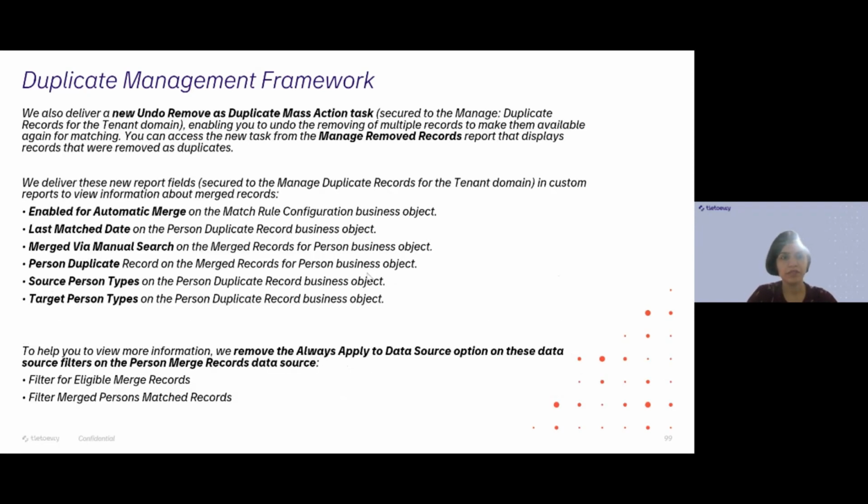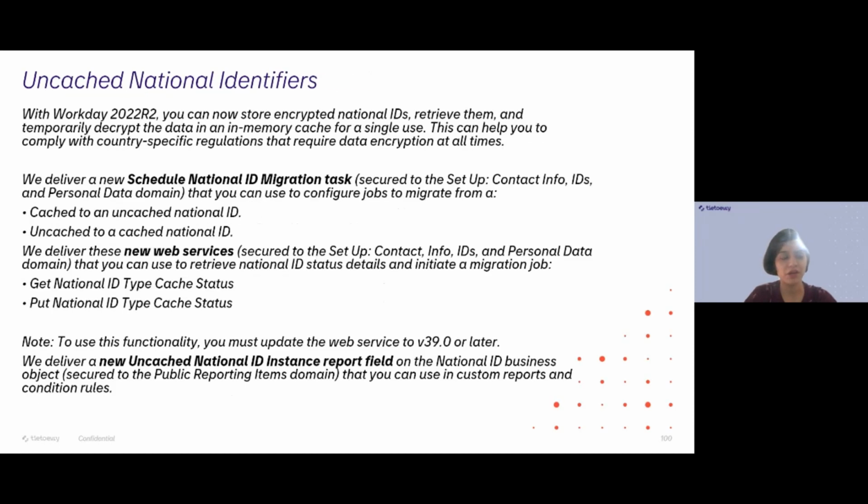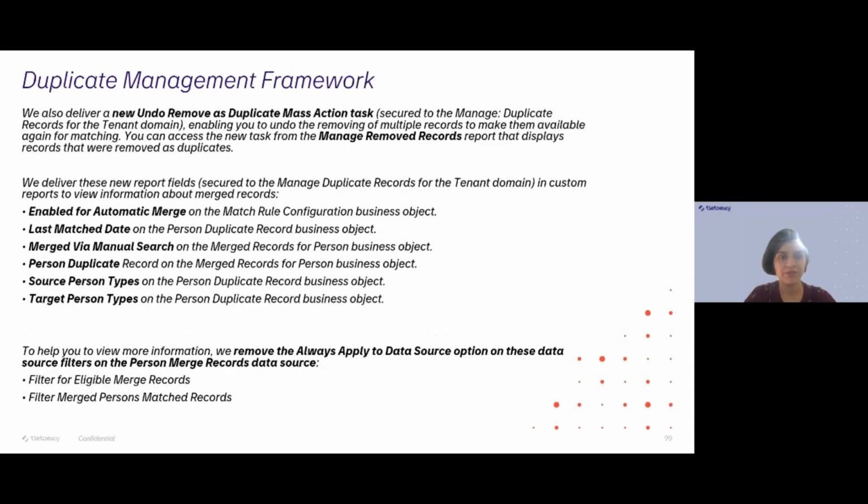This undo functionality is available in the Duplicate Mass Action task as well. There are some new report fields which are mentioned here. And then again, to help you to view more information, we removed the Always Apply to Data Source option on data source filters. So basically, it is improving the duplicate management framework, making it more insightful for the customer so they know what has gone on in the background of these actions.